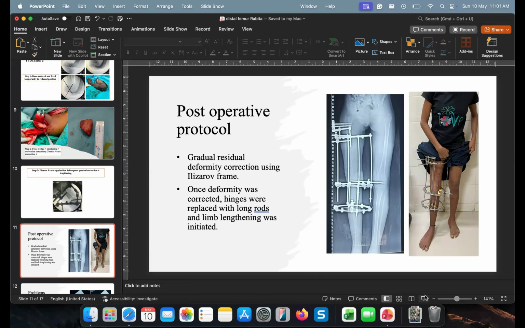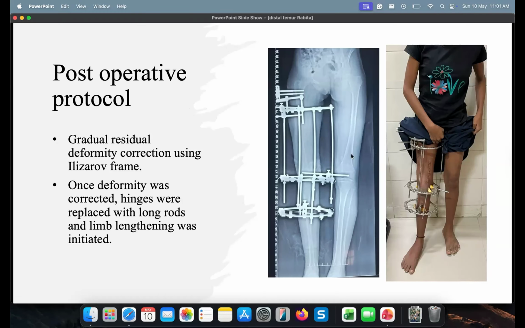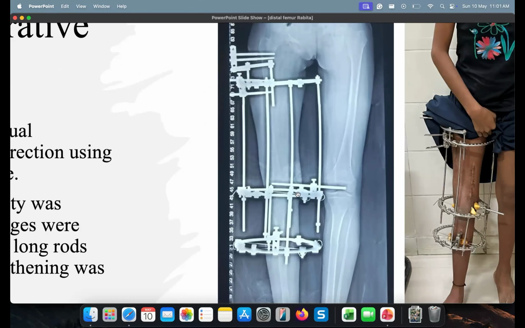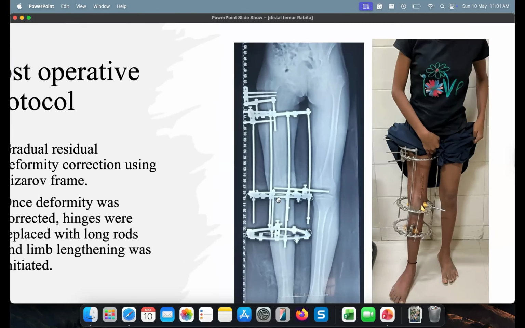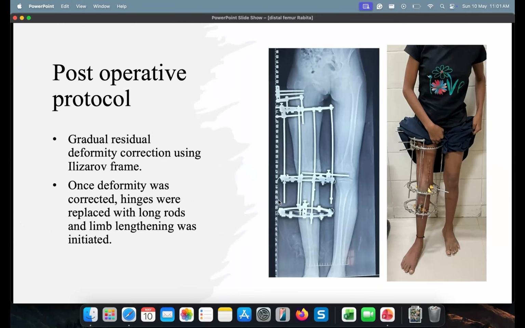So in such cases, it may be a good idea to either do that open correction and let it heal in one go, and then do the lengthening at a separate stage. No, at a separate stage also. Yes, sir. Meaning, this heals and then you go back maybe 5 months, 6 months later and do the lengthening.